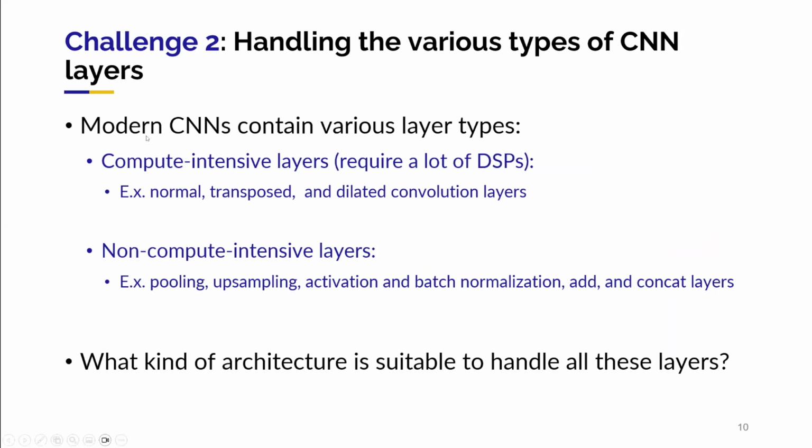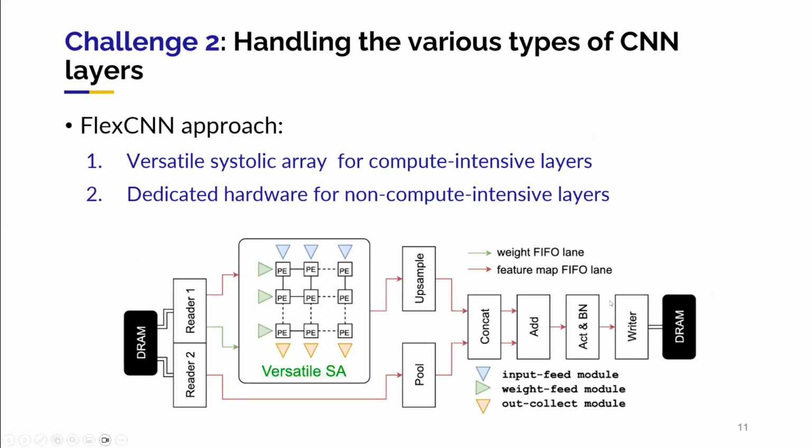So we try to divide the types of layers of a CNN into 2 types: the computation-intensive layers, which require a lot of DSPs, like the normal, transposed, and dilated convolution layers, and the non-compute-intensive layers, like pooling, upsampling, and the other layers. So our approach is a versatile systolic array for compute-intensive layers. This systolic array will be able to handle and accelerate different types of convolution within the same systolic array. And then we have dedicated hardware modules for the non-compute-intensive layers.